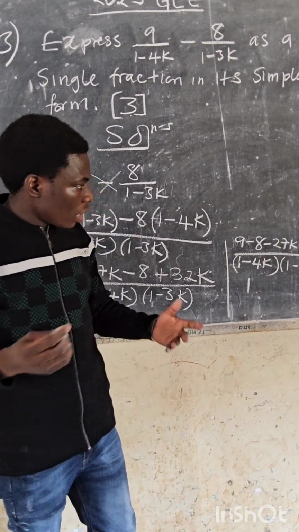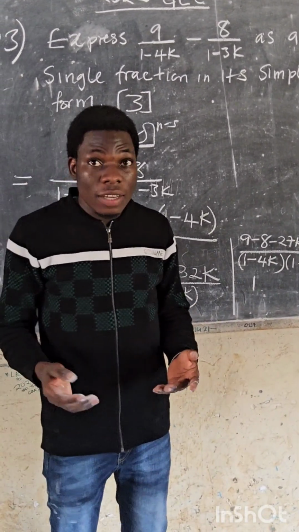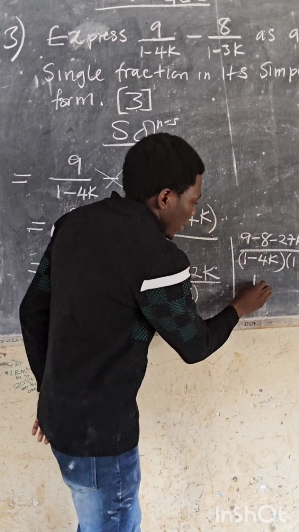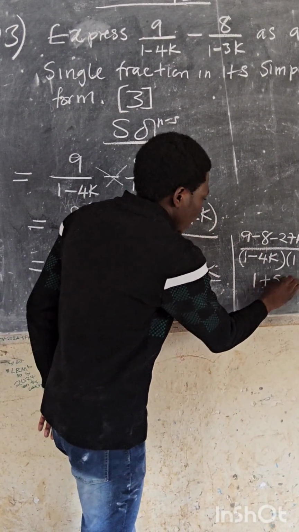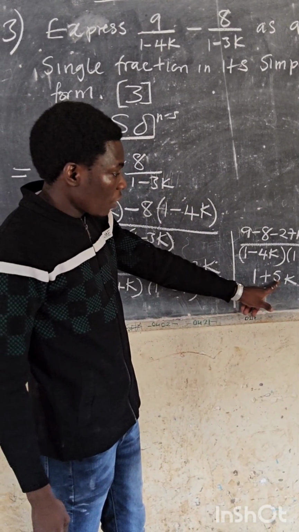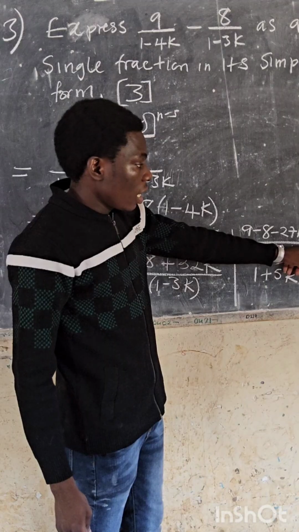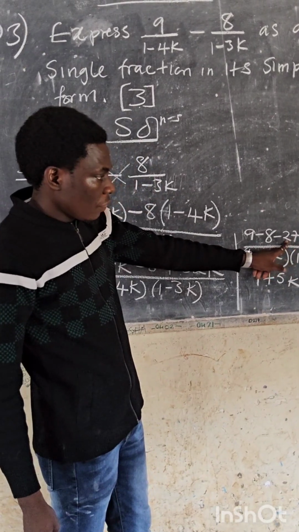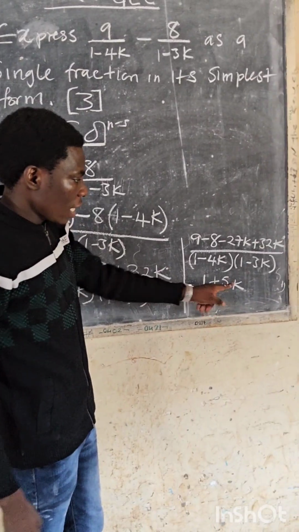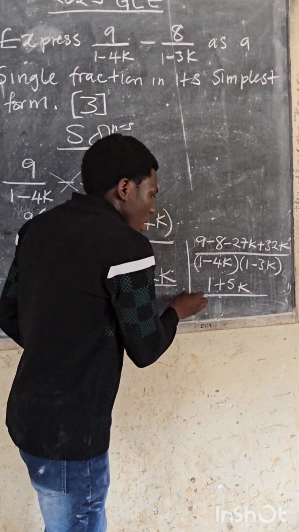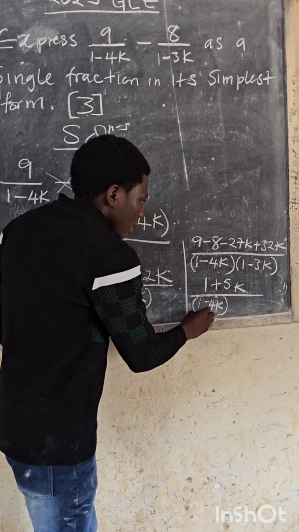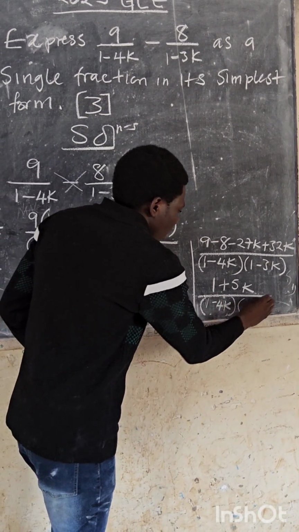So the difference is 5, and we are going to have 5k. That is a positive 5k. Why are we having a positive 5k? Because 32 is a bigger number than 27, so we consider the sign of the bigger number. So that is 5k over the factors, which are 1 minus 4k and 1 minus 3k.